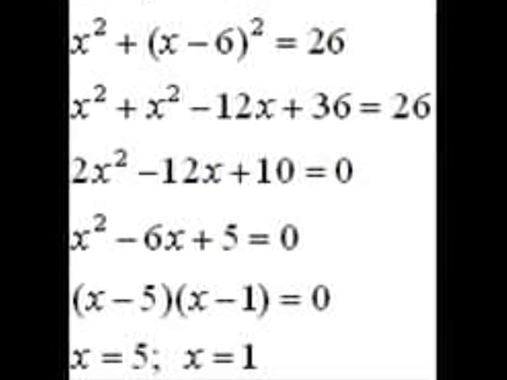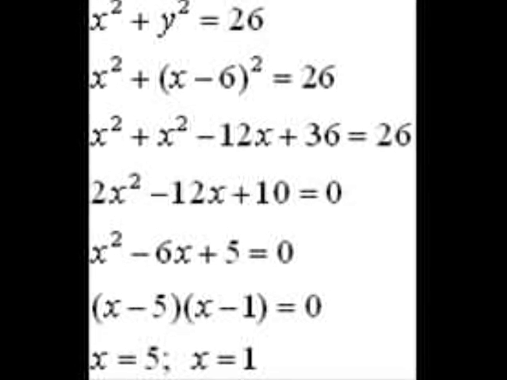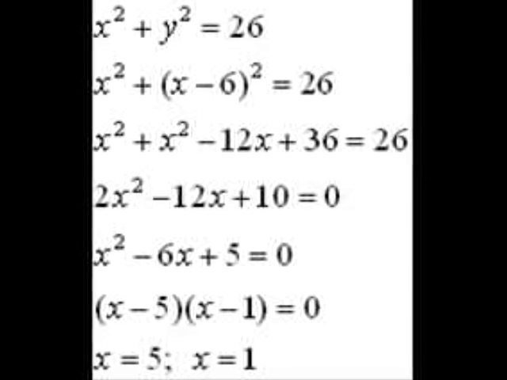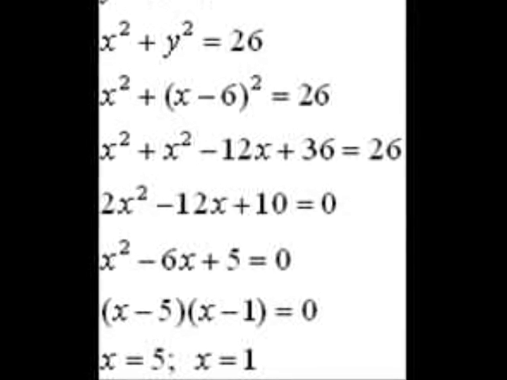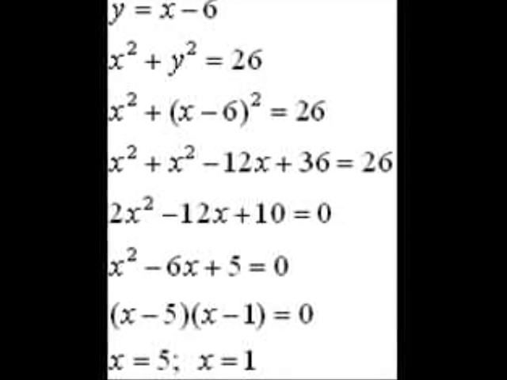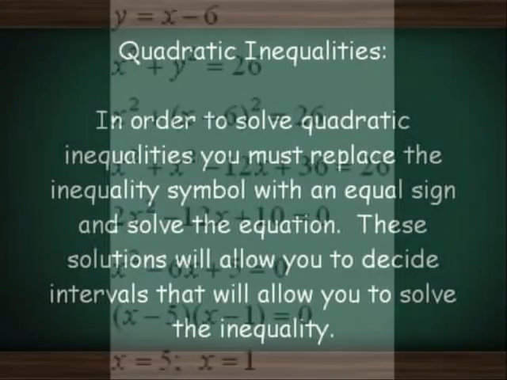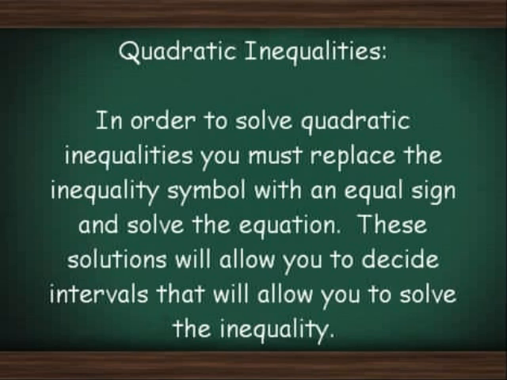Substitute the value x minus 6 in for y, and you get x squared plus (x minus 6) squared equals 26. Simplify this equation, and you get 2x squared minus 12x plus 10 equals 0. Next, factor the equation to get (x minus 5) times (x minus 1) equals 0. Your x values are 5 and 1. Then, you plug in the x values into one of the equations in order to get the y values. Finally, check your answer.